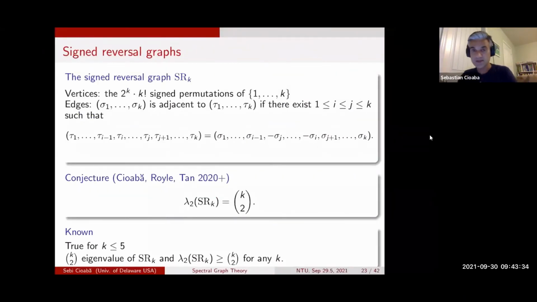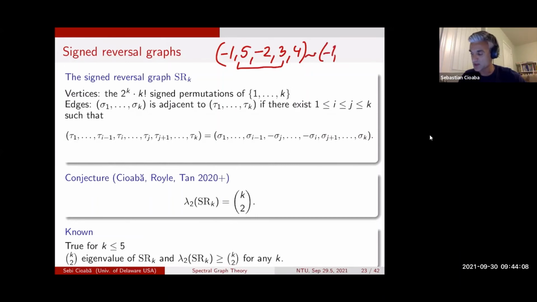When we studied this problem, one graph popped into our study, and this is the sign reversal graph, SR_k. Here the vertices are signed permutations. So you have a vertex that could be something of the form -1, 5, -2, 3, 4. So that's a vertex. And adjacency is basically you take some sub-interval, like for example this one, and you flip it. So this vertex will be adjacent to -1 stays the same, but now you will have a -3, a 2, a -5, and a 4.